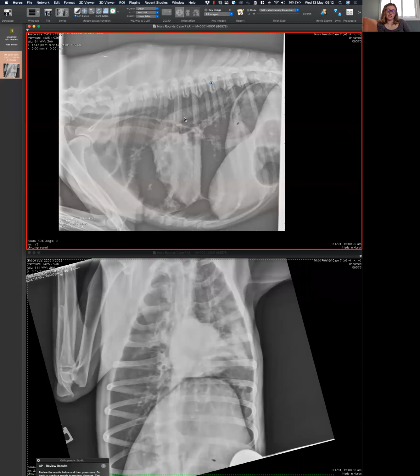It looks like there are some degenerative changes in the thoracic spine. Agree with that. There's a marked bronchointerstitial pattern, particularly on the VD. The cranial border of the heart and the lateral is not even, so there must be overlying radiodense tissue, which is more obvious on the VD. That's a marked interstitial pattern. And the other thing is the cardiac vessels are obvious on the surface of the heart in the lateral, which you don't normally see. I don't know why that is, though.